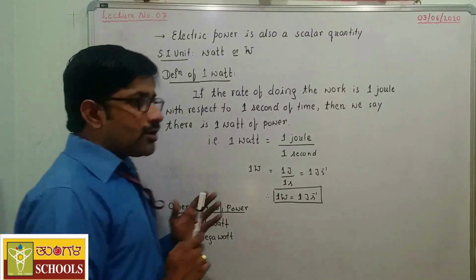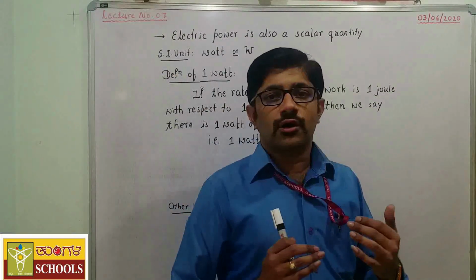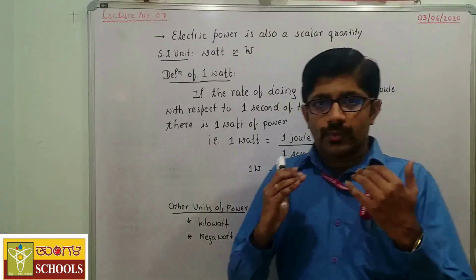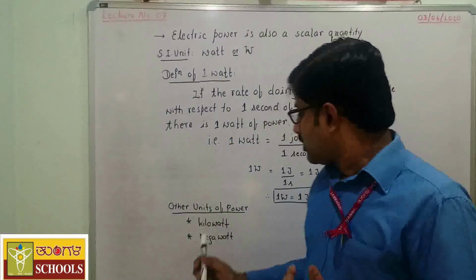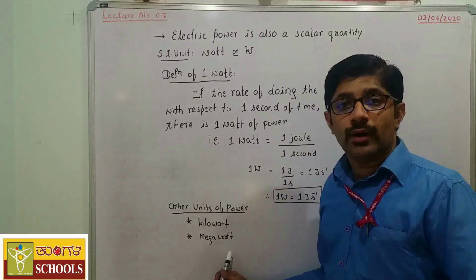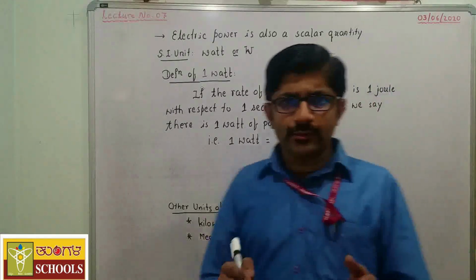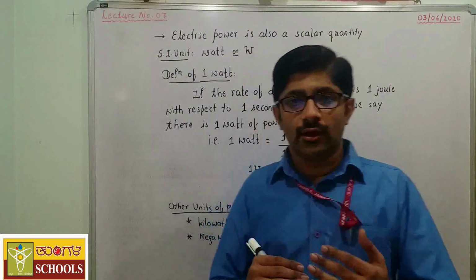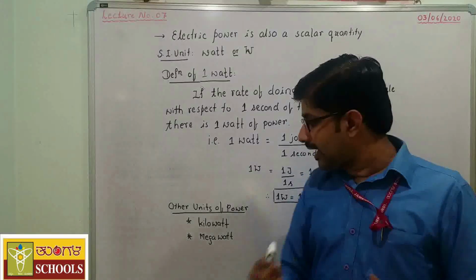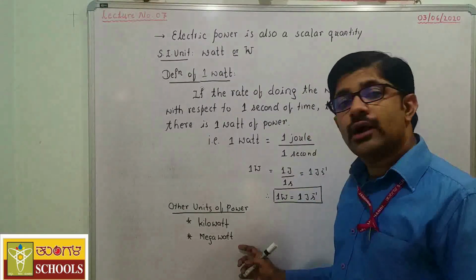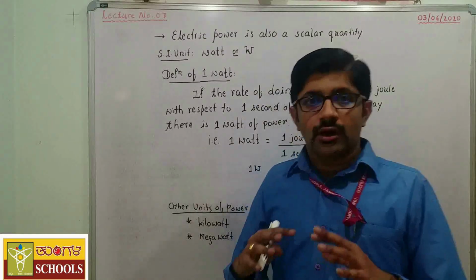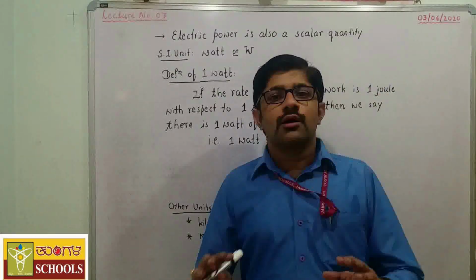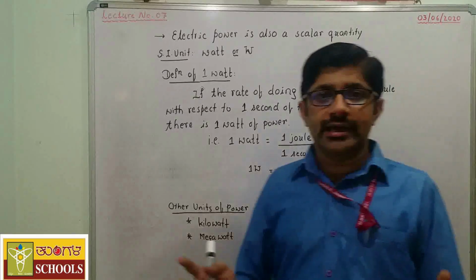The other units are also preferred for power. They are kilowatt and megawatt. Remember, watt seems to be a lower value. That's why we measure in kilo, mega, giga like that. So kilowatt and megawatt are the most used units of power in the higher range.